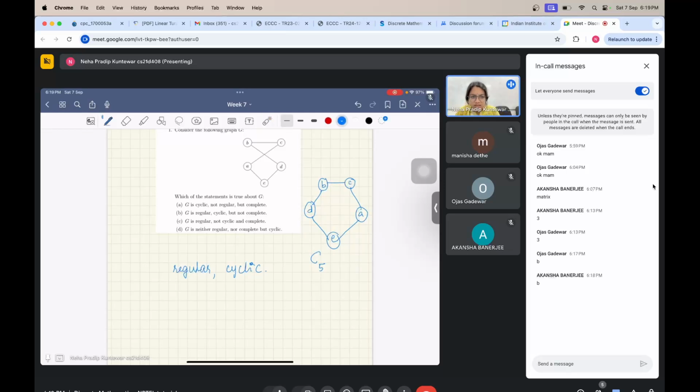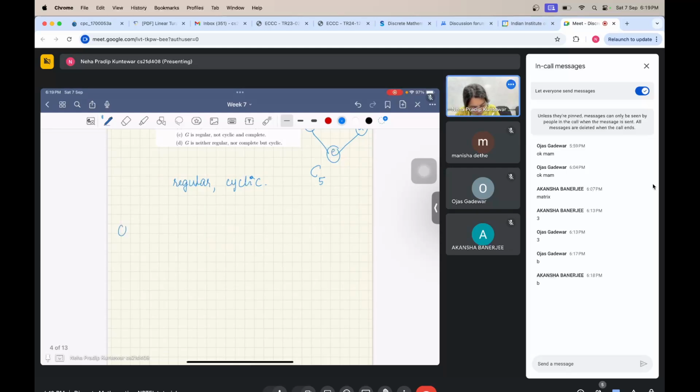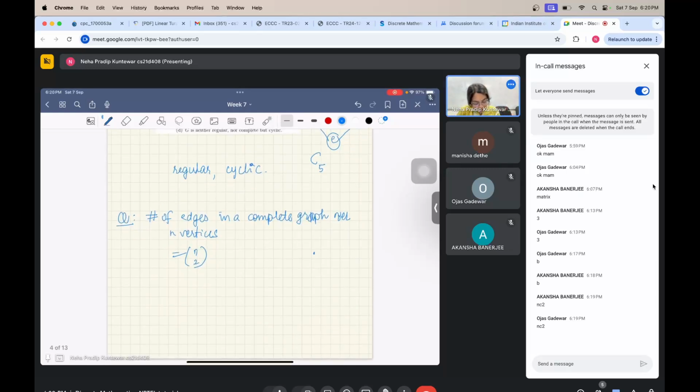Just as a follow-up question, how many edges would be there in a complete graph over n vertices? Right, so that would be n choose 2, because for every edge you have a choice of two vertices, and that is all possible edges you can essentially add. And what about a cyclic graph on n vertices? How many edges would be there?